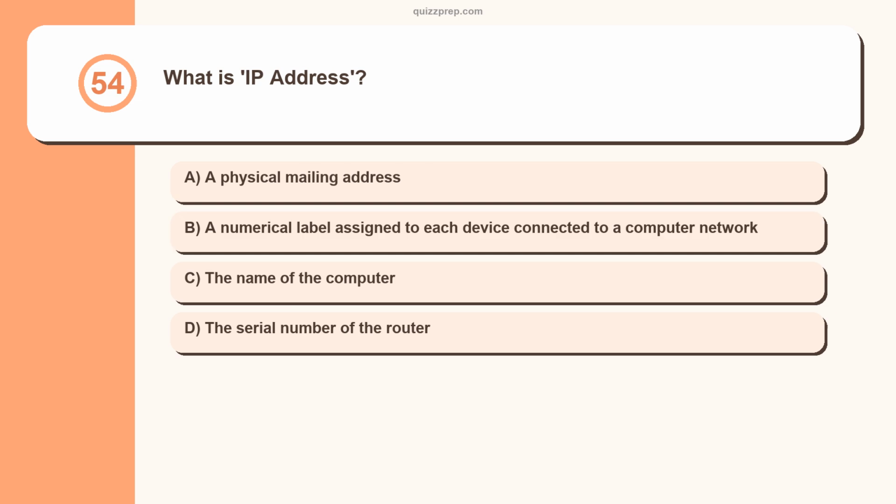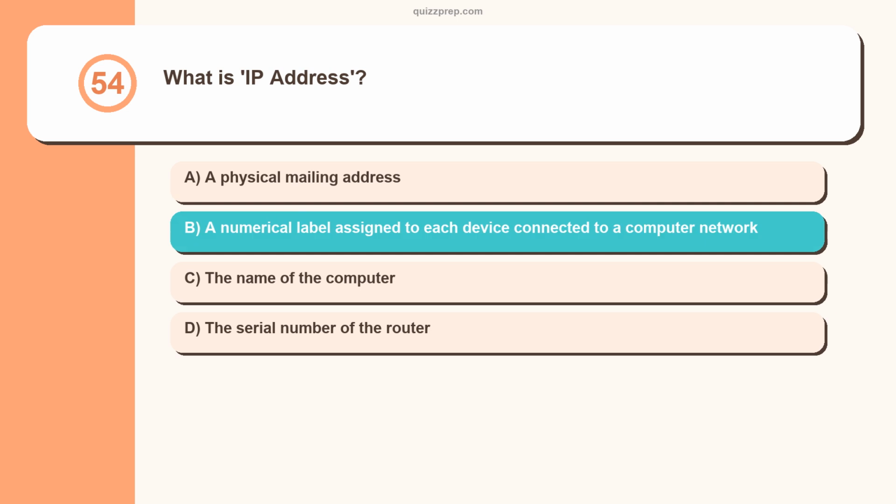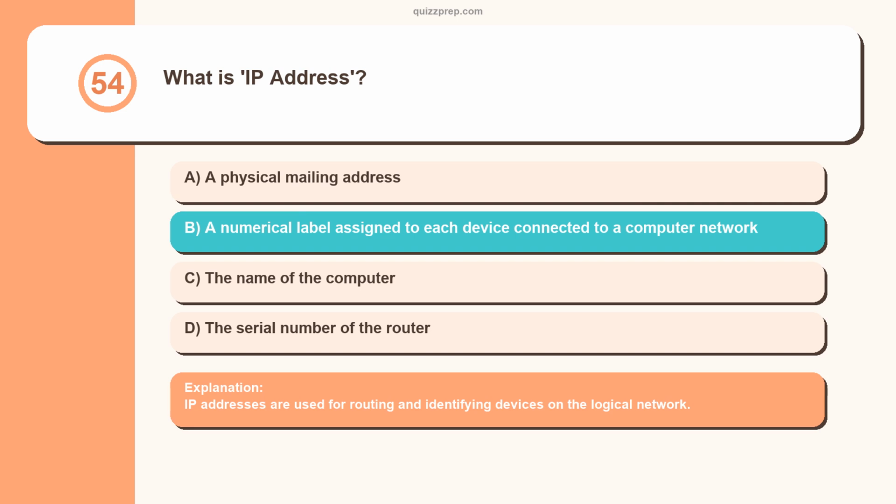Question 54. What is an IP address? A physical mailing address. A numerical label assigned to each device connected to a computer network. The name of the computer. The serial number of the router. IP addresses are used for routing and identifying devices on the logical network.